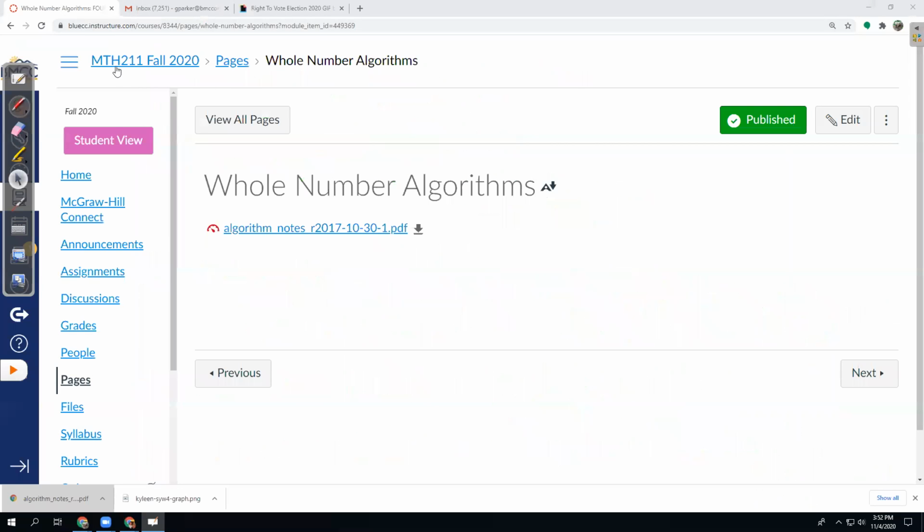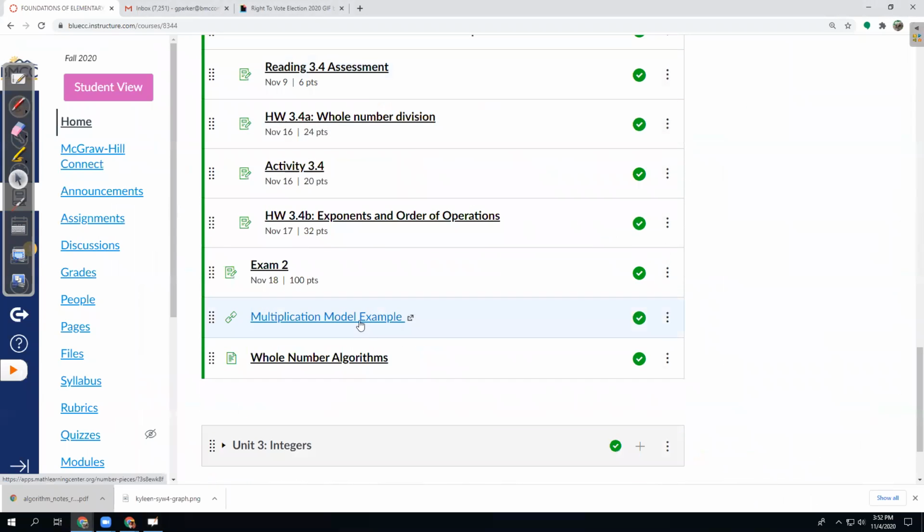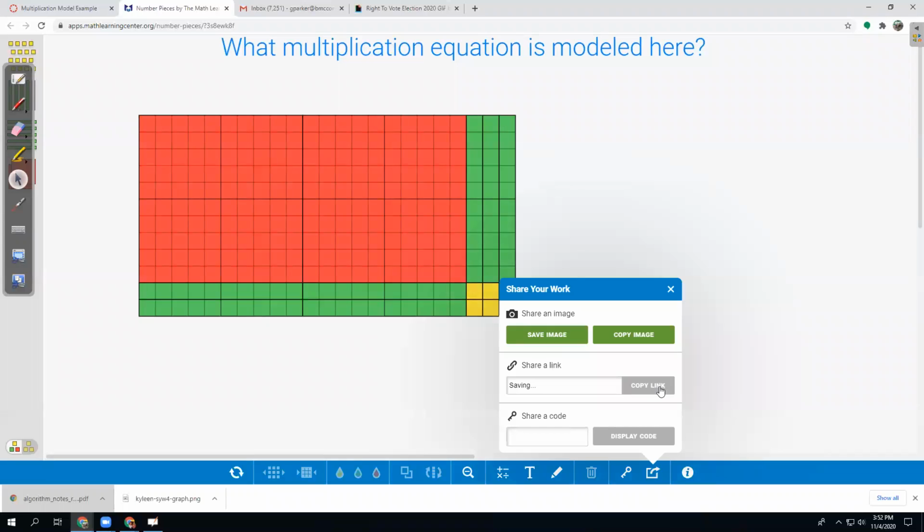So let's see. Home at the bottom of module 2 is a link to another Math Learning Center thing. And so here I'm using the area model with base 10 blocks. And the question that your group's going to try and answer is, what multiplication equation is modeled here? And we'll break it down and try it with some other examples. So I'm also going to put this link in the chat in case you don't have that page in front of you.